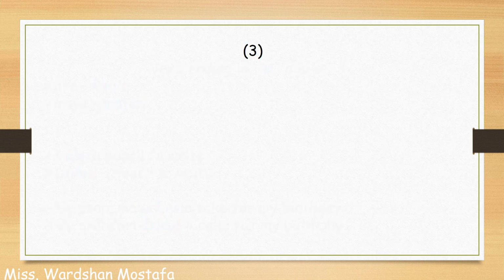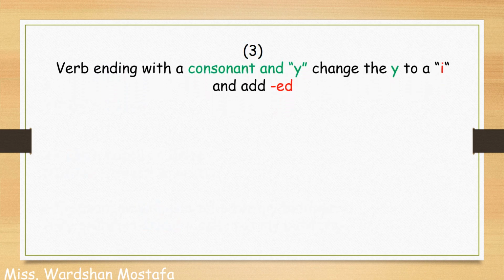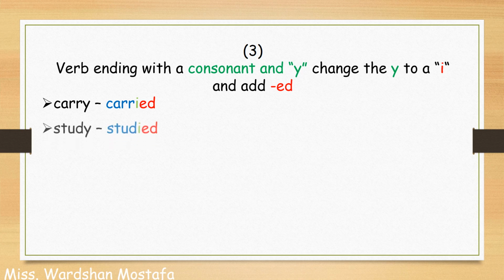Rule number 3. Verb ending with a consonant and Y. So it's not a vowel, it's a consonant and Y. You change the Y to an I and we add the ED. So let's have a look. Carry. The word carry ends with a Y, and before the Y there is an R, which is a consonant, and it becomes carried. Study becomes studied.